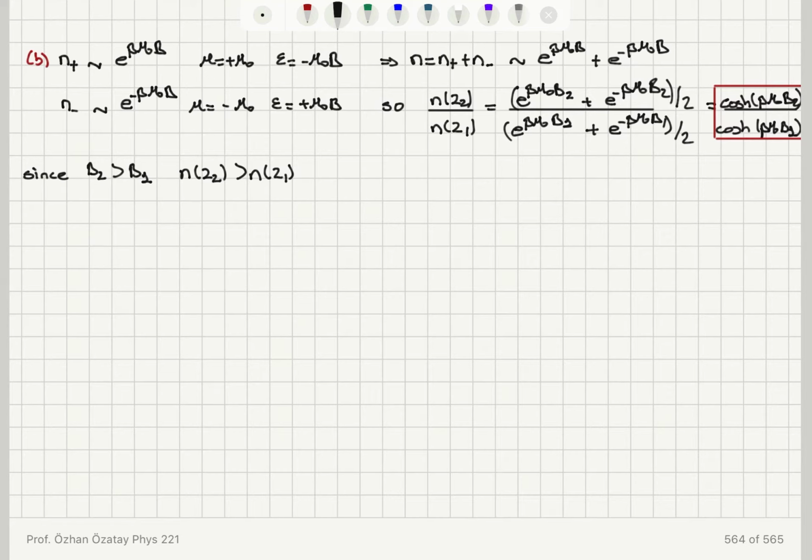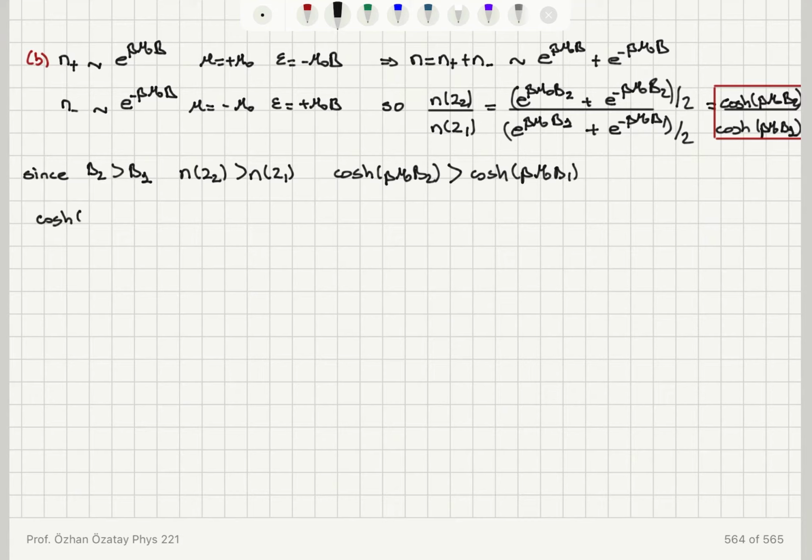So if you look at the values here, cosine hyperbolic beta mu 0 b2 greater than or equal to or less than cosine hyperbolic beta mu 0 b1. So b2 is greater than b1, so we should find that cosine hyperbolic beta mu 0 b2 is greater than cosine hyperbolic beta mu 0 b1. So can I see this in a simple way?